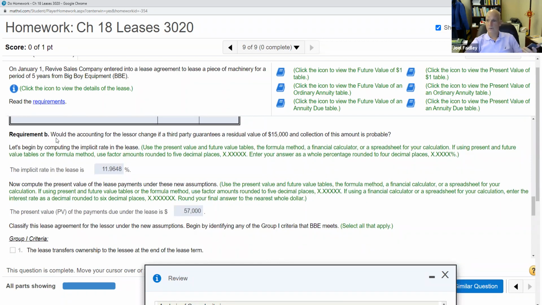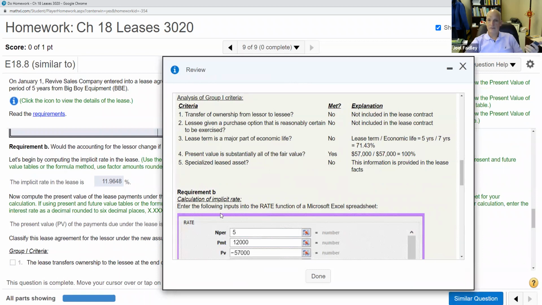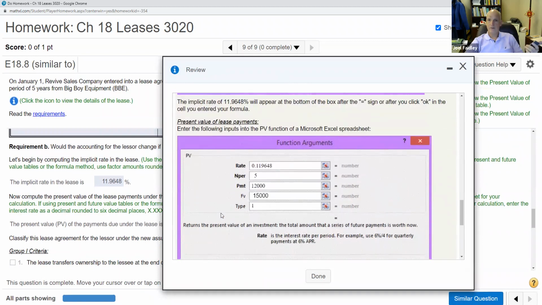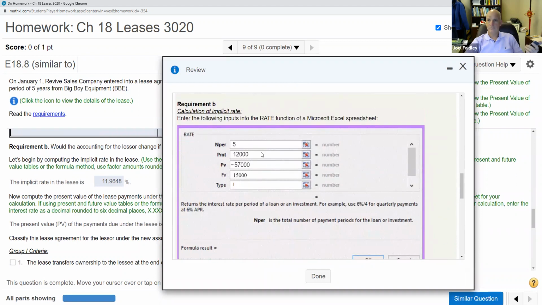It says, would the accounting for a lessor change if a third party guarantees a residual value of $15,000 and collection of this amount is probable? All right, so what does that look like? Because our implicit rate is going to change, isn't it? You see it right there. So we go down to part B, right there. $12,000 payment, $57,000.